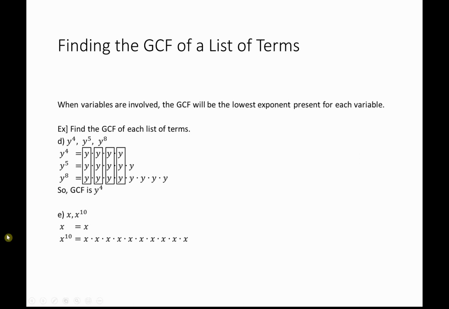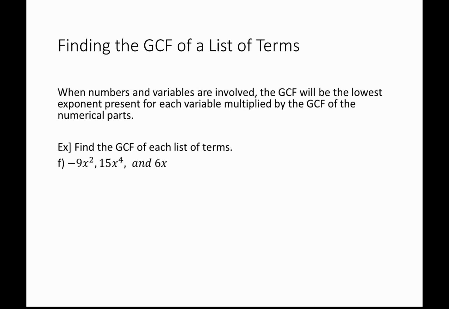Okay, now for e, we expand all these two terms here, and it's probably pretty obvious that among the two factorizations or expansions, they just have one factor of x in common, so therefore the GCF is just an x.